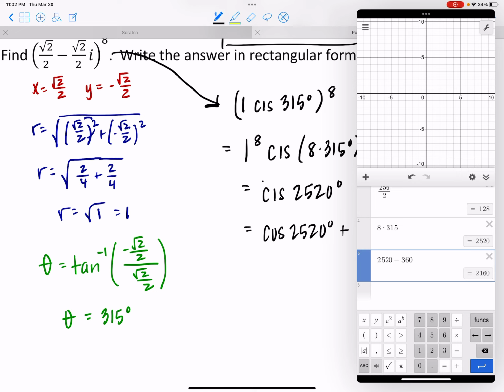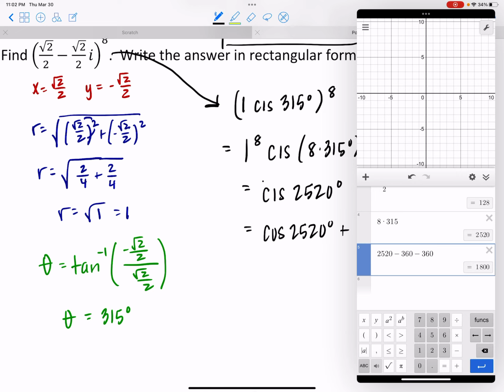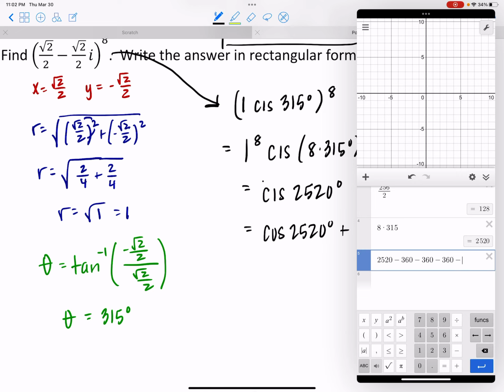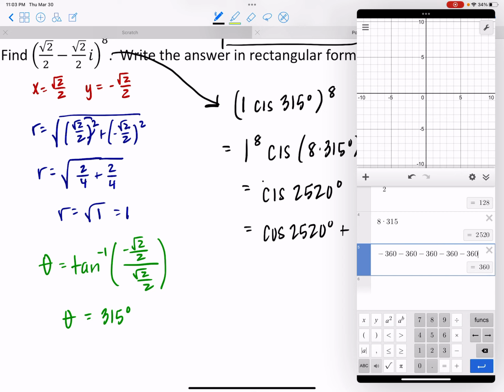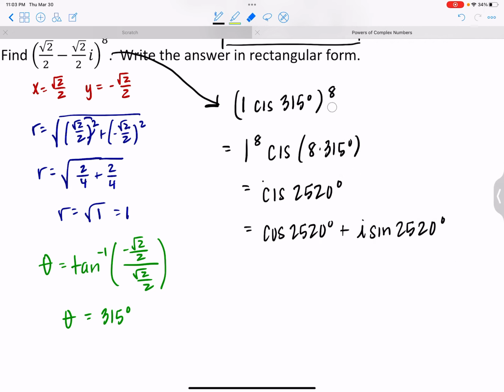I'm going to have to subtract out a bunch. Let's just keep going until we land on the unit circle. And boom, I'm on 360. So this is the same as 360 degrees. That's a coterminal angle, which means we're looking at a quadrantal angle, right? Where a full complete rotation, we're landing on the positive part of the x-axis.